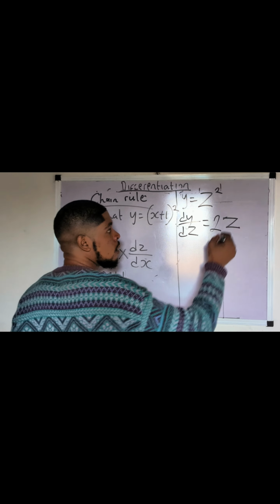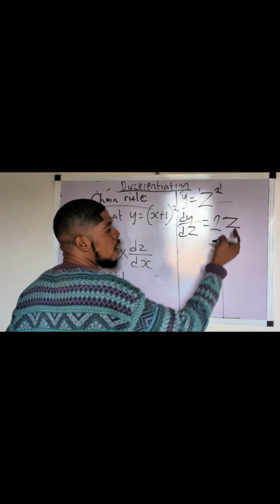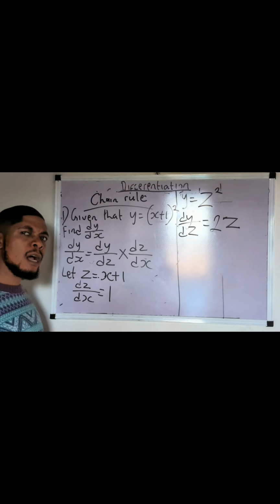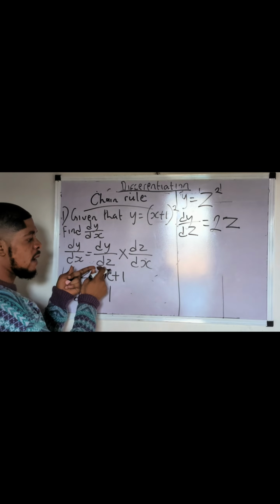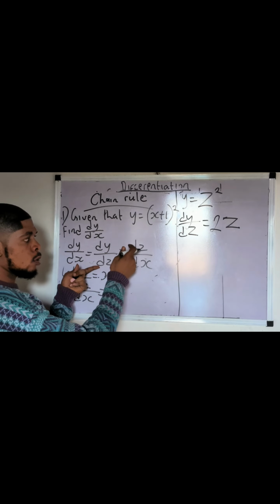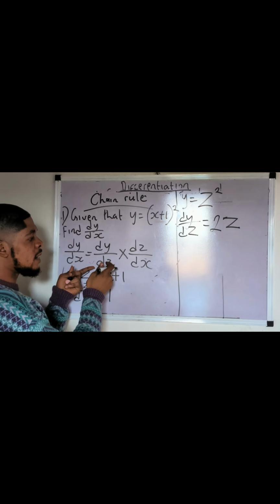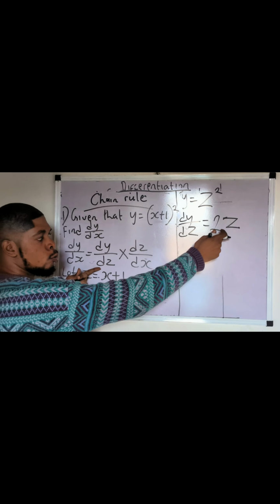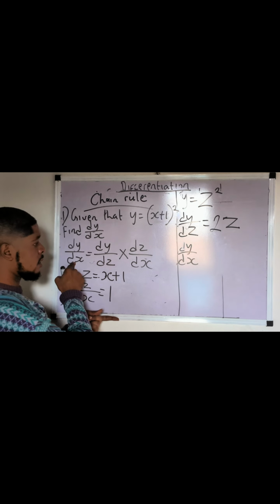The power is 2 minus 1, which is 1. Any number raised to power 1 is that number. So you are having 2z. Now, third step, remember the formula, we say dy/dx is dy/dz times dz/dx. Now, our dy/dz, have we gotten it? Yes. dy/dz is 2.